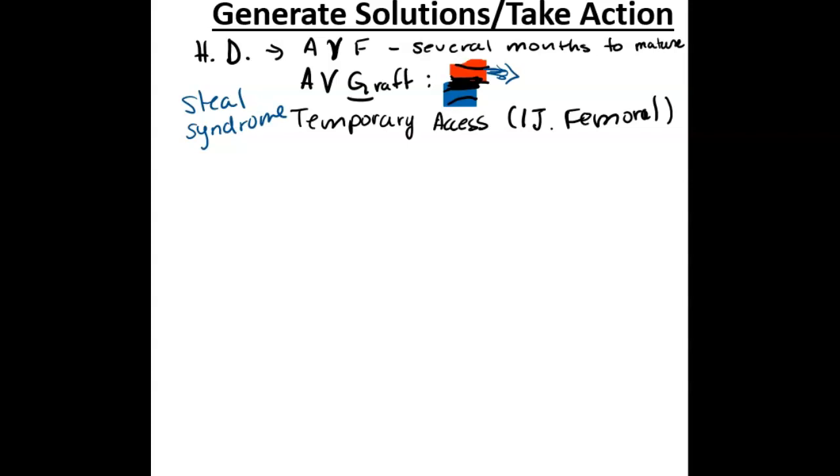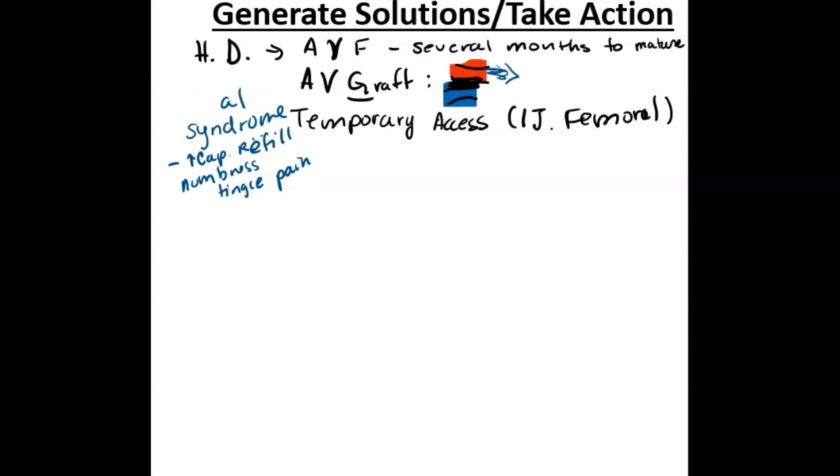So what would that look like with Steal syndrome? And this is why it's important to have the assessment, is that it might look like increased cap refill times, so greater than 3 seconds, so that's not what we would want. It could look like numbness, tingling, pain. Basically, signs of ischemia distal to the graft.